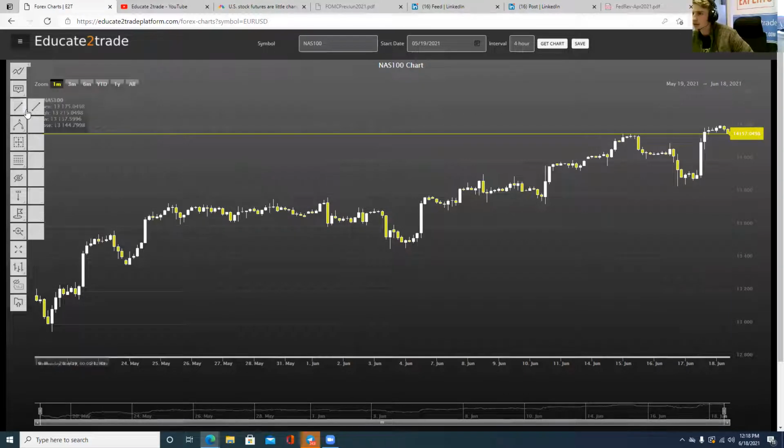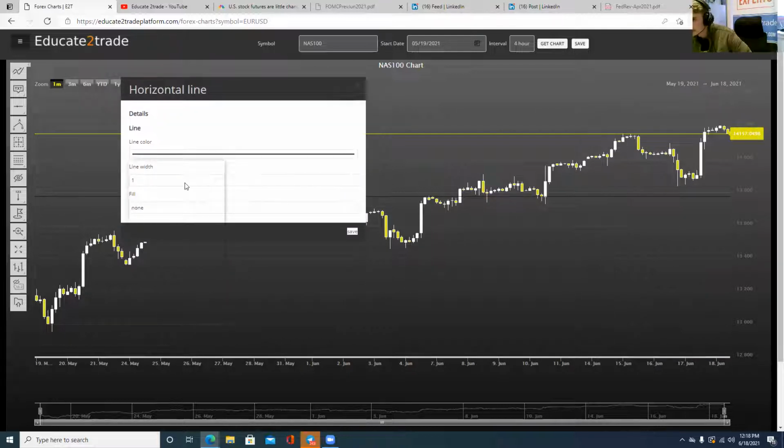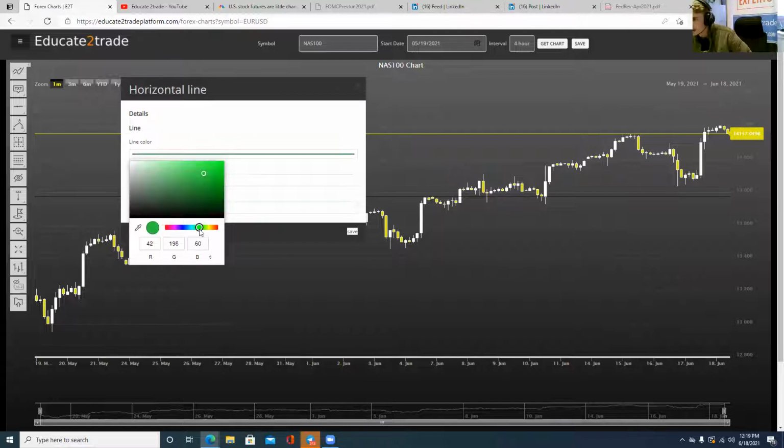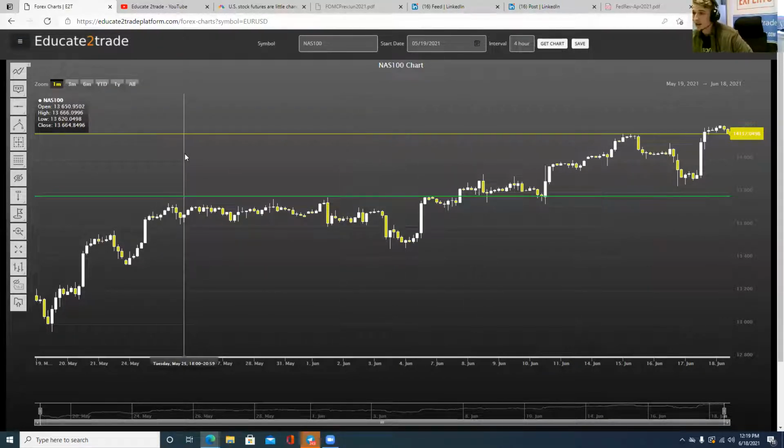For example, if you want to identify a support and resistance zone, I would probably put on a horizontal line and chuck it here. And you can even edit it. So I'll probably make this a bit thicker and change the color. So just go here, change to green, change to 2. And there we go. And I'll show you a couple of indicators as well.